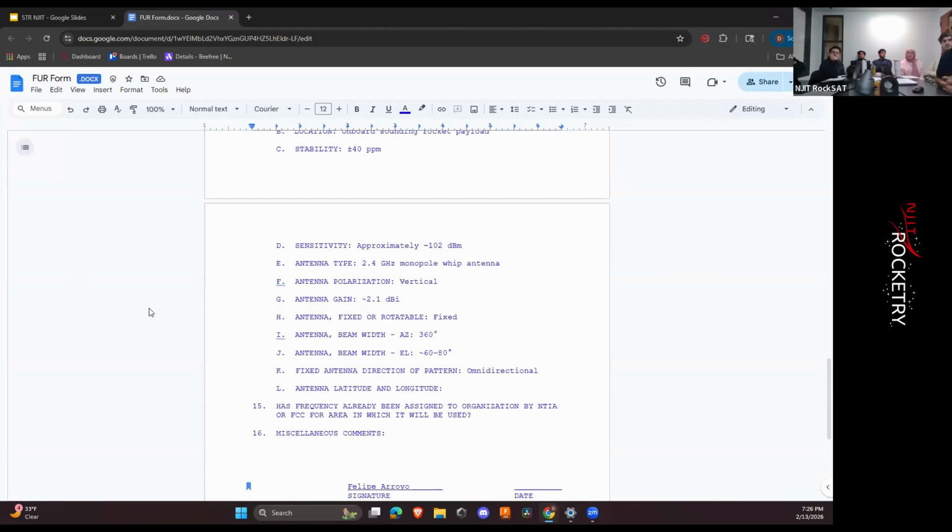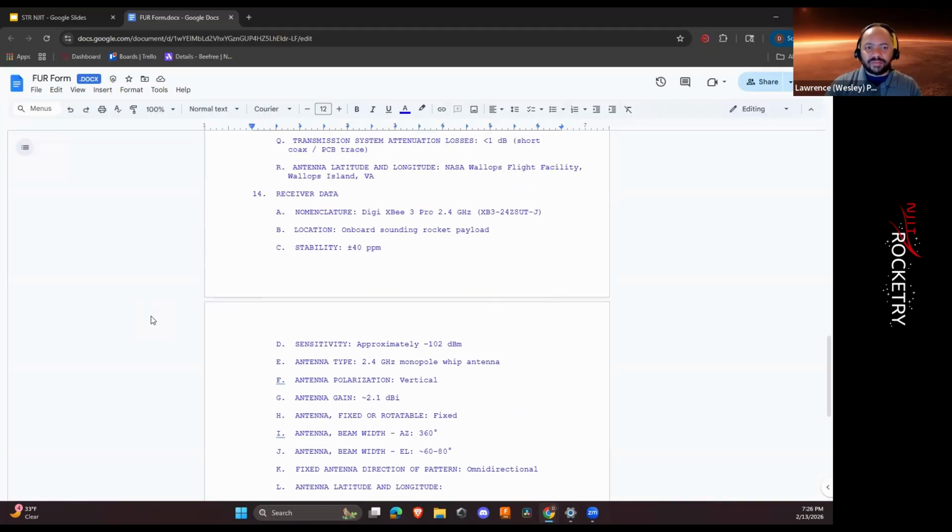Okay, and then another question. Since we're using 2 systems, the XV Pro and then the Rock Block, do we have to fill out 2 of them, or can we combine the 2 into one form? No, so 2 separate systems will be 2 different FURs forms. So the XB you're using, yeah, they're 2 different systems. So you'll want to do 2 different forms for that for sure. Okay, for sure. Thank you.